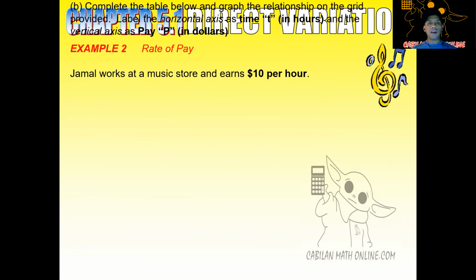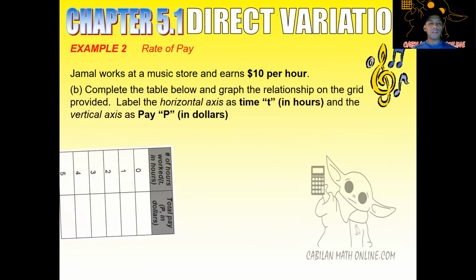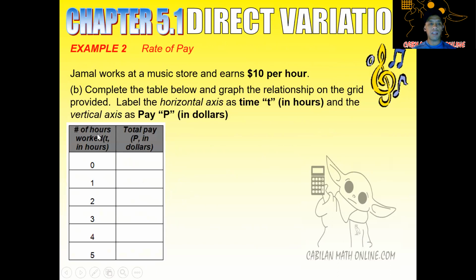All right, so let's take a look at the chart over here. And as you can see, we have on the left side here the number of hours worked. So these will be our values of t. And what we have to do here on the right side, again, is to figure out how much money he made based on the number of hours that he worked. Okay, so for example, if he didn't work, well, it makes sense that he doesn't make any money. So 10 times 0 gives me 0.